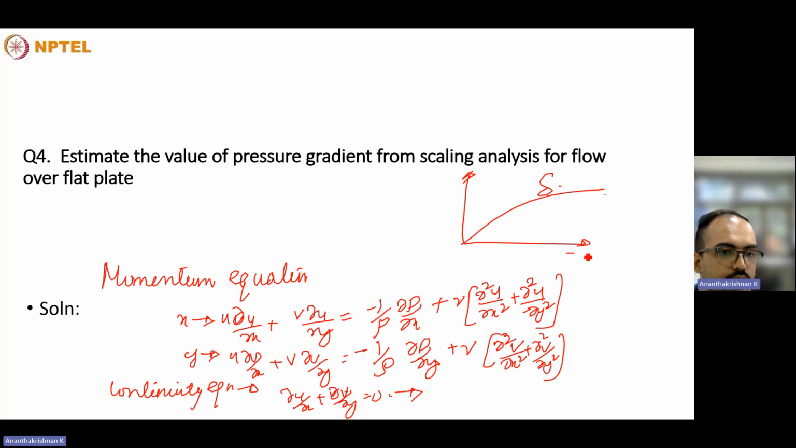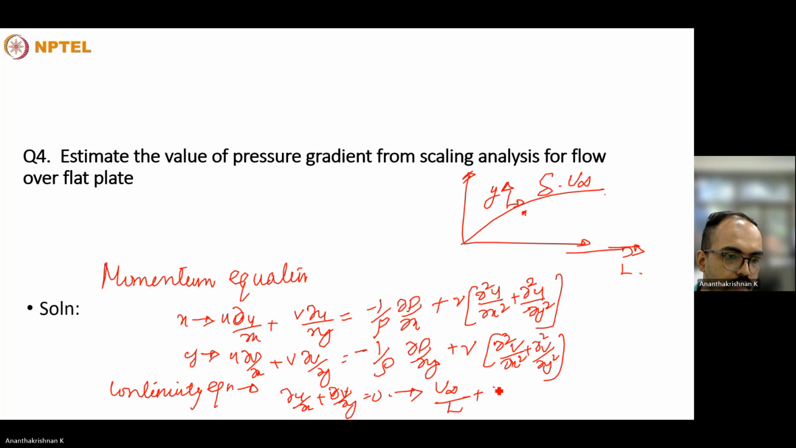So this is delta and this is L. So in this direction, the scale will be L, and in the y direction, the scale will be delta. Far away from the wall, it will be u infinity, the free stream velocity, and we do not know the scale of v. So from this, we can assume that u infinity by L should be of the order of magnitude of v divided by delta.